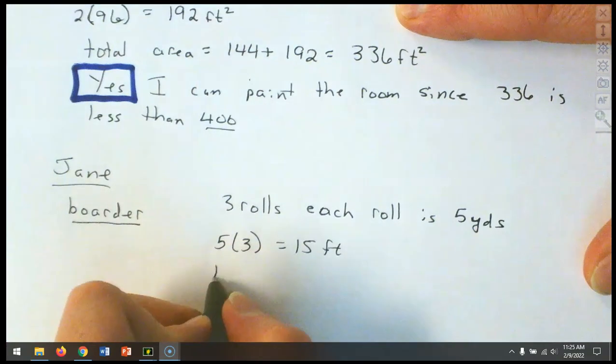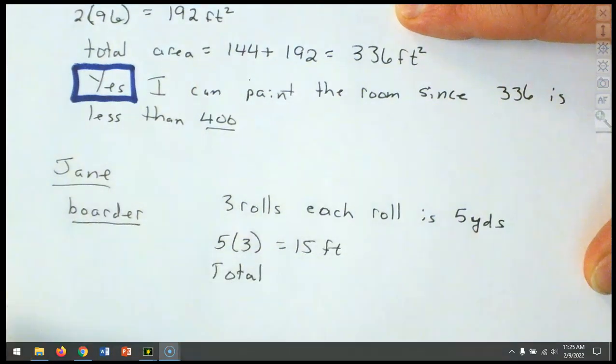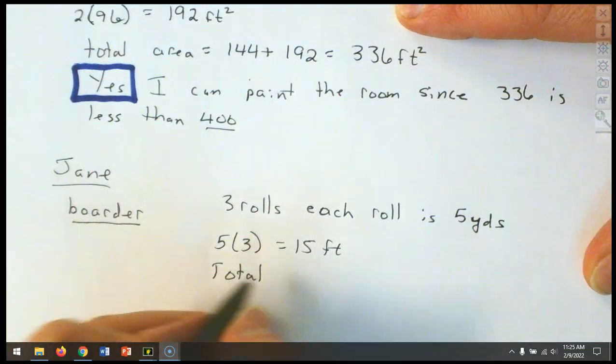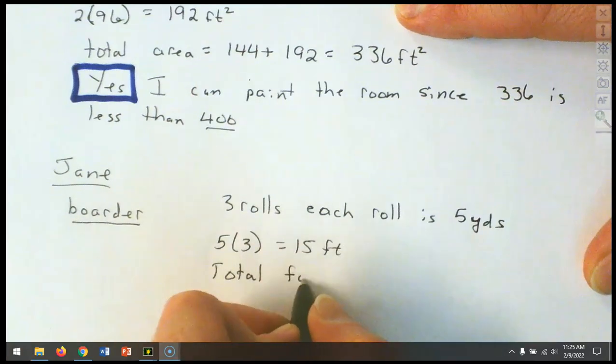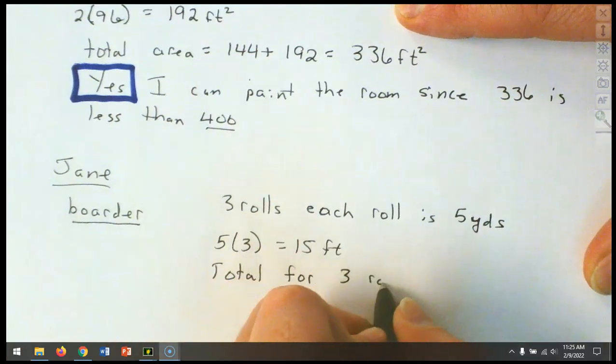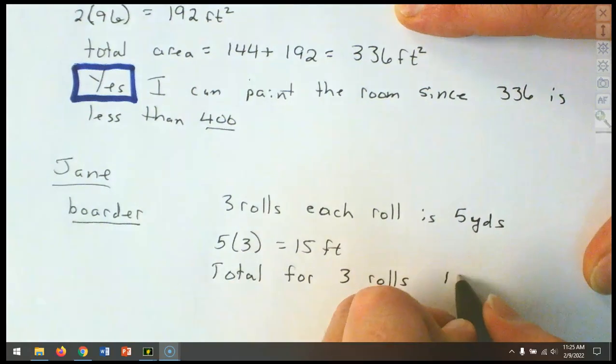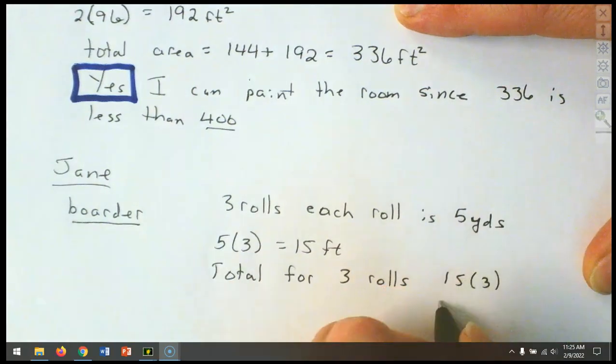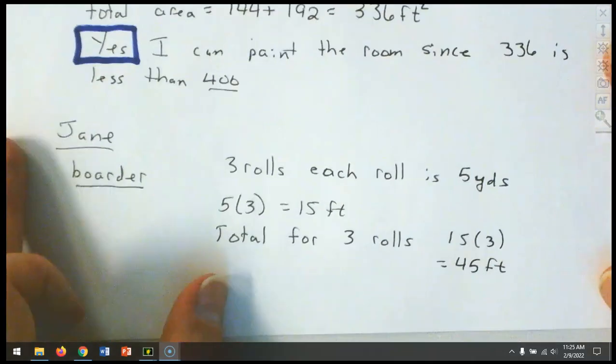And then how many total do we have? Total for 3 rolls is going to be then 15 times 3, which is 45 feet of paper. Okay.